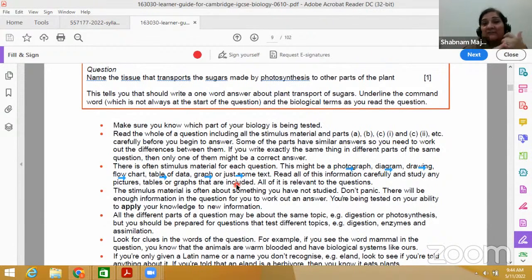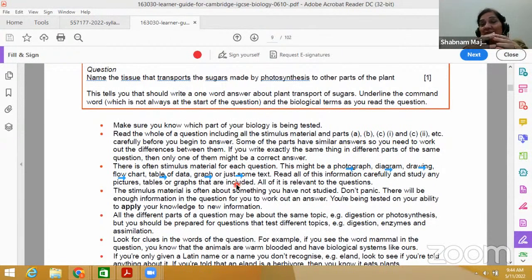You can get a graph on osmosis. You can get a graph on enzymes, very common. You can get graphs on limiting factors in photosynthesis. You can get graphs on population graphs also. You can get graphs on biotechnology topic also, relationship between antibiotic and penicillium and all that. So there are so many graphs given.